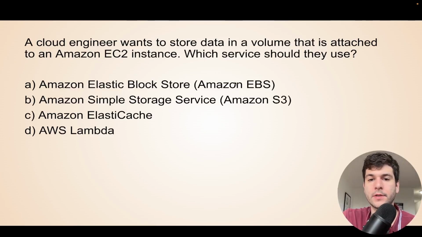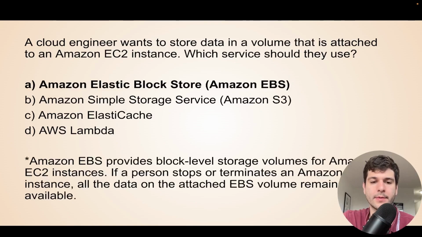All right, a cloud engineer wants to store data in a volume that is attached to an EC2 instance. Which service should they use? We can go through this and eliminate answers to get the correct one here. For example, Lambda is a serverless compute service, so it's not really anything to do with attached volumes. ElastiCache is related to caching, not related to this. And then S3, we know what S3 buckets are. So the correct answer here would be Amazon EBS, which is exactly what it says here. It's attached volumes to store data with an Amazon EC2 instance.